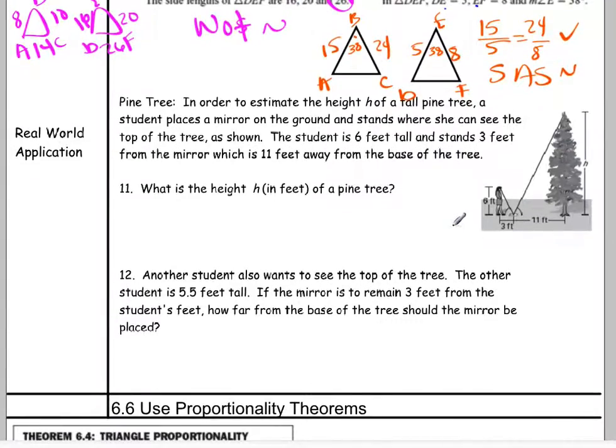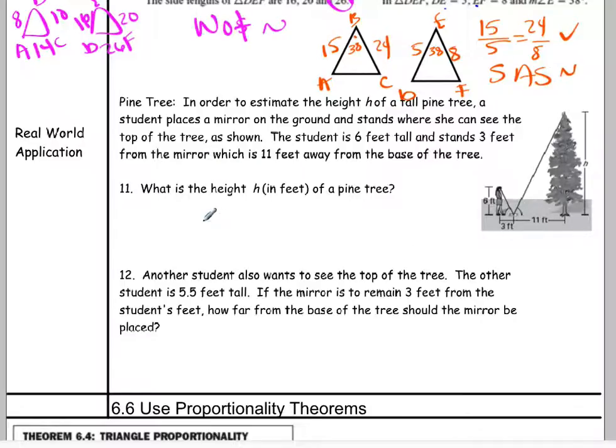Here is a word problem for using similarity, and it says, in order to estimate the height of a tall pine tree, student places a mirror on the ground and stands where she can see the top of the tree as shown. The student is 6 feet tall and stands 3 feet from the mirror, which is 11 feet away from the base of the tree. What is the height of the pine tree? So we've got her height, her distance from the mirror, we've got the distance that the mirror is from the tree, and we've got the height of the tree, and so they're all in feet, which is good, as long as the girl's measurements are the same unit and the tree's measurements are the same unit, you're fine.